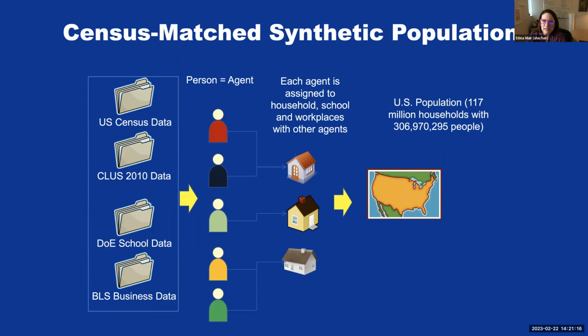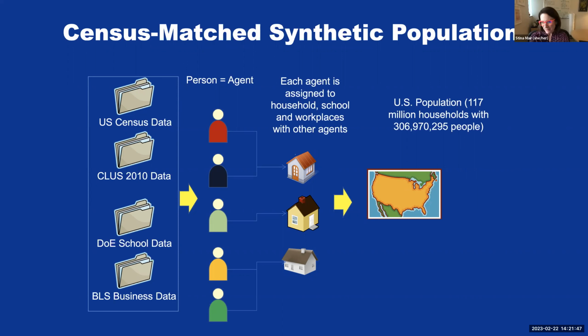So FRED has the census-matched synthetic population. It used data from the census, land use, school data, business data. Unfortunately, this is still based on the 2010 census because, as many of you are probably familiar, the 2020 census has been a rather slow rollout to all the detail down to the block group level. So we're hoping in the next year that our synthetic population will be based on the 2020 census, but for now it's based on 2010.